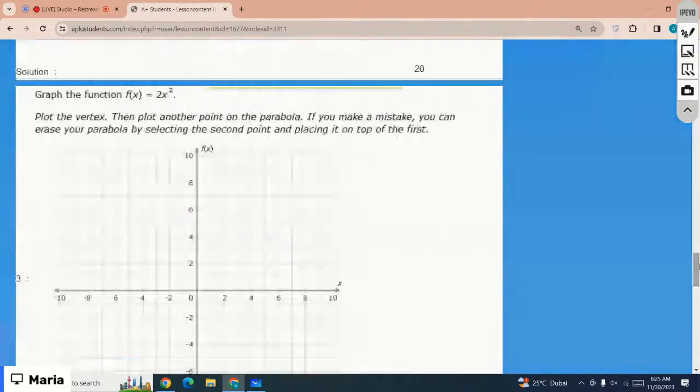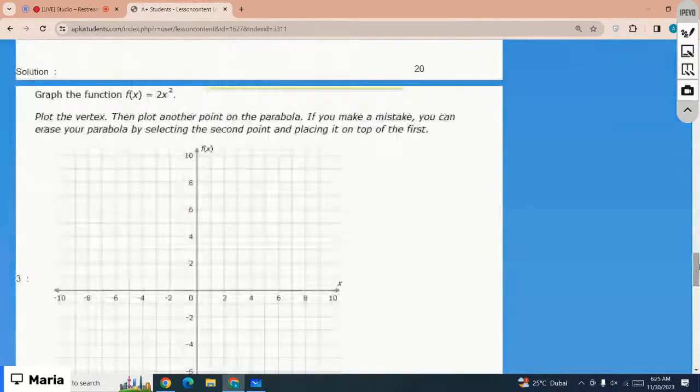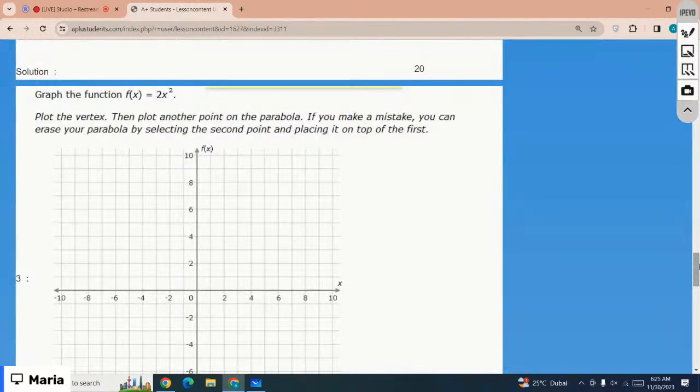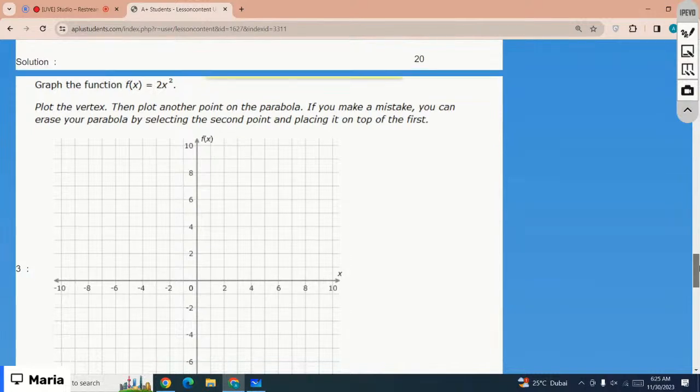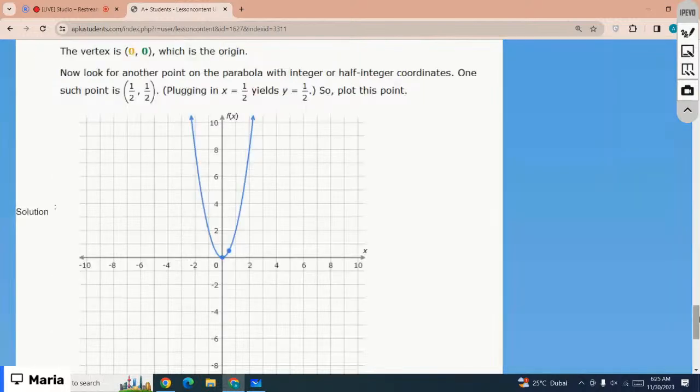Okay, the other one is graph the function f of x equals 2x squared. You have to plot the vertex. Here the vertex is (0, 0); you can just look at the equation, that is simply 2x squared, which means the vertex of the parabola is (0, 0). You can calculate another point on the parabola, and let's suppose x equals 1. The point is (1, 2), right? You can make a parabola like this: when x equals 1, y equals 2. So here is another point on the parabola. Just join the vertex and the other point and make a parabola, right?